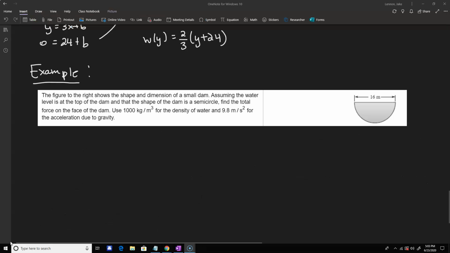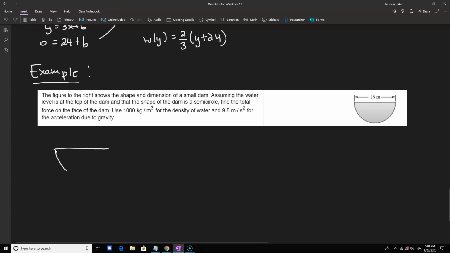Okay, so let's go through one last one of the previous type. Again, I'm not going to do the integral, but we'll just set it up. So what we've got here is a dam where the bottom half of the face looks like a semicircle, and we want to set up the integral again. So the same kind of concerns go.